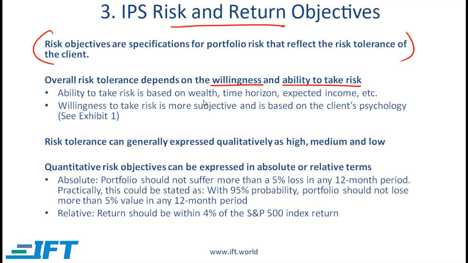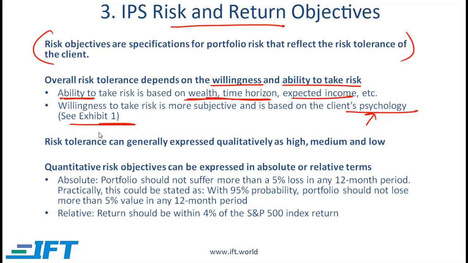The ability to take risk depends on the wealth of the client, time horizon, expected income, and so on. Note that these items are all fairly objective, so it is relatively easy to determine this aspect, the ability to take risk. The willingness to take risk is a little more subjective because it is based on the client's psychology, and it is also based on the client's situation and circumstances. For example, if a client has just been fired from his job, that will impact his psychology to some extent, which will impact his willingness to take risk.